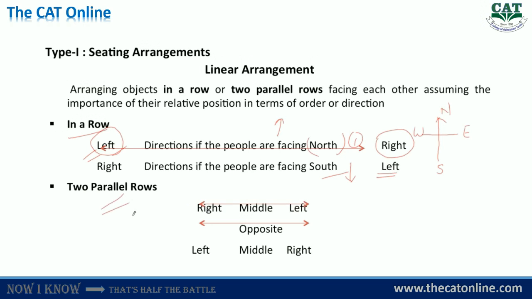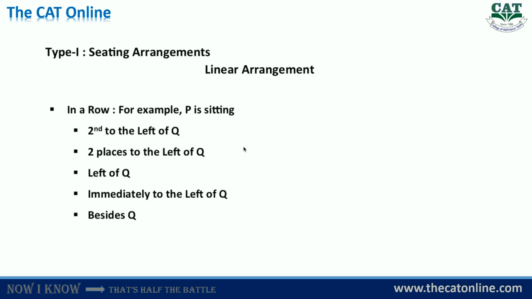Second type of question could be they are sitting in two parallel rows. So few people would be sitting here, few people would be sitting in this row, they'll be facing each other. This row will be facing towards north, this row will be facing towards south. People who are facing towards north, their left is your left, their right is your right. People who are facing south, their left is opposite to your left. So this is their left, opposite to your left. Their right would be opposite to your right. So this is how you make a skeleton. Okay, so let's do a question in this.